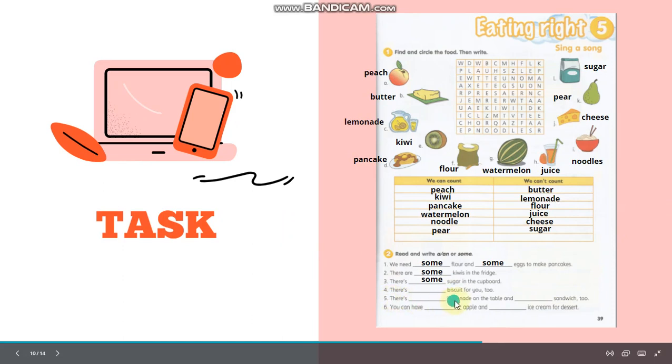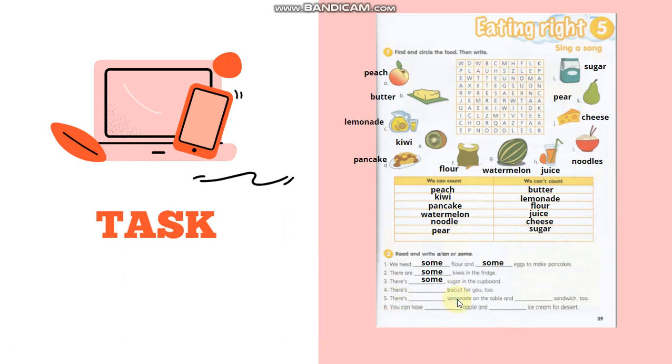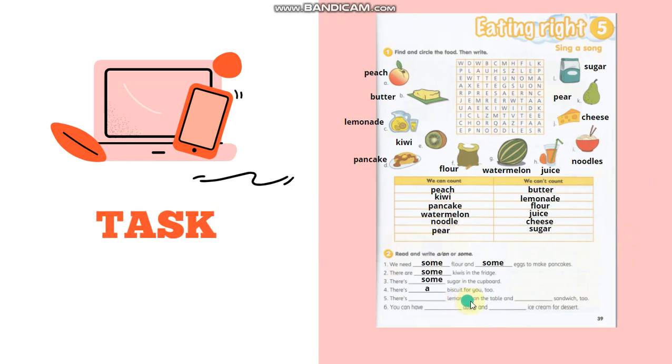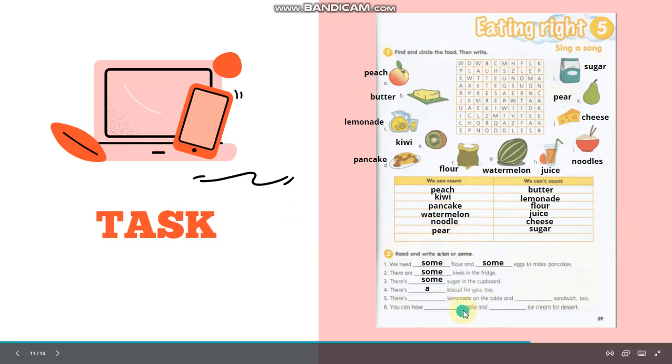Now let's look at number 4, biscuit. Biscuit is countable, we can count, but there is no S at the back, so this is singular. When singular, we use a. So number 4, there's a biscuit for you too. Number 5, there's lemonade. So lemonade is uncountable, we use some. And also sandwich. We can count sandwich and there is no S at the back, so this is singular. When singular, we use a. So number 5, the answer is some lemonade and a sandwich.